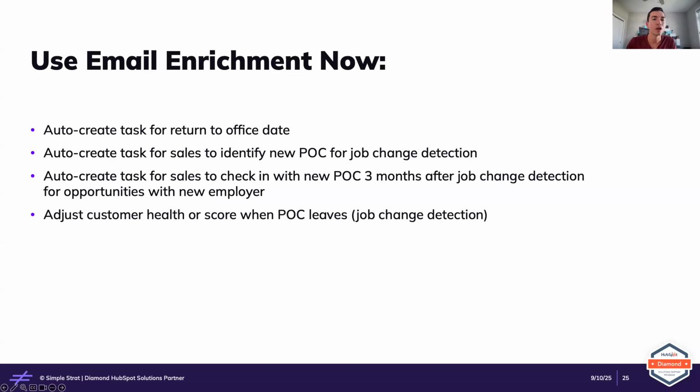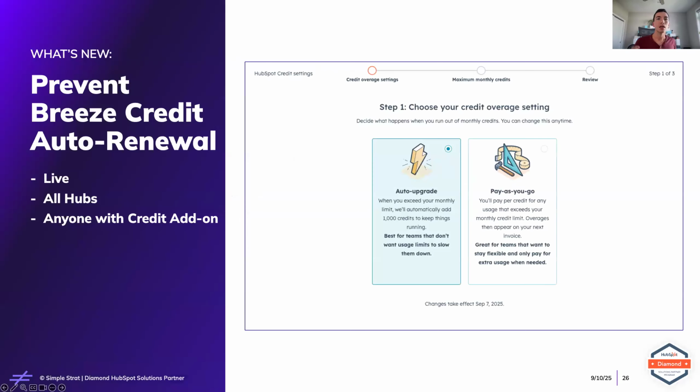Adjust customer health score when a POC leaves. So, we've got a point of contact at this client. They've been our champion. They went through onboarding with us, and now all of a sudden we found out that they've left. We might want to adjust that customer health score because they might be a little bit more likely to churn. We might want to make sure we have some visibility into that. So lots of use cases there.